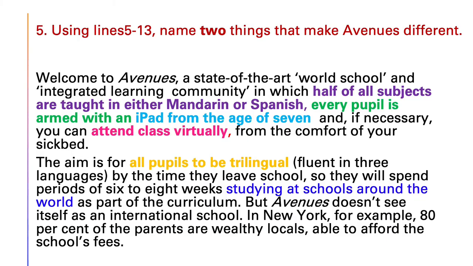Here we need to scan lines 5 to 13 to spot the answers. Name 2 things that make Avenues different. So you have to find out 2 things only. Half of all subjects are taught in either Mandarin or Spanish is a little different, and every pupil is armed with an iPad from the age of 7 at that time. It's unusual, and attending class virtually is quite unusual. All pupils to be trilingual is somewhat different. Studying at schools around the world is amazing.